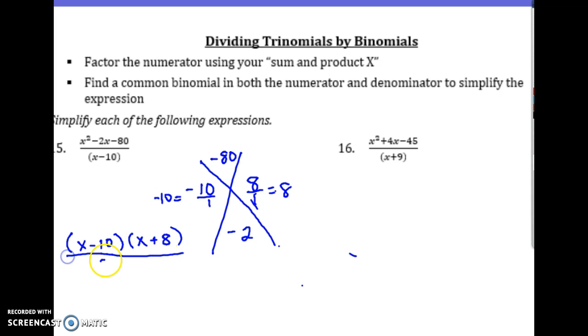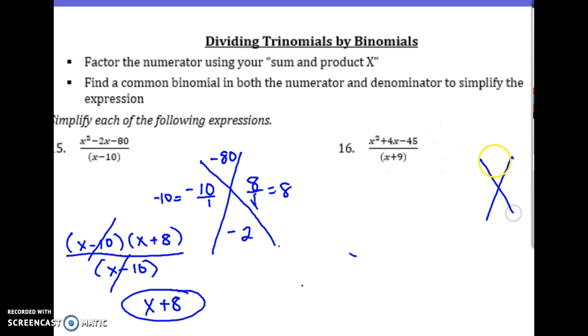And since I'm dividing it by x minus 10, in this case the x minus 10s cancel out, and my answer is just x plus 8. Okay, so if I look at number 16 and I factor it, I've got negative 45.